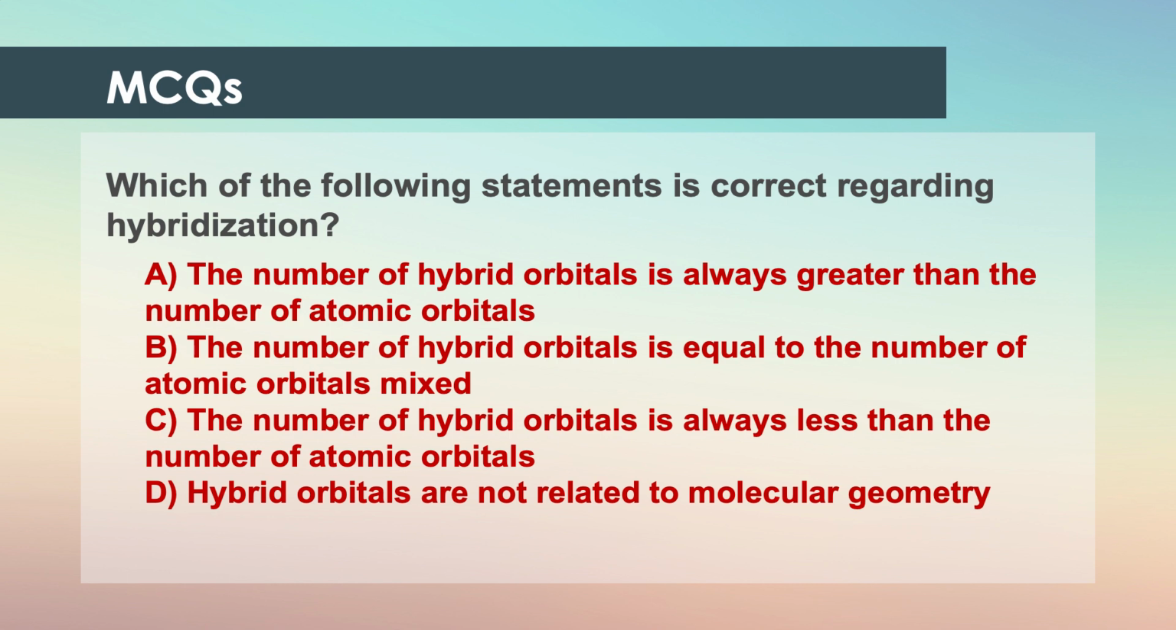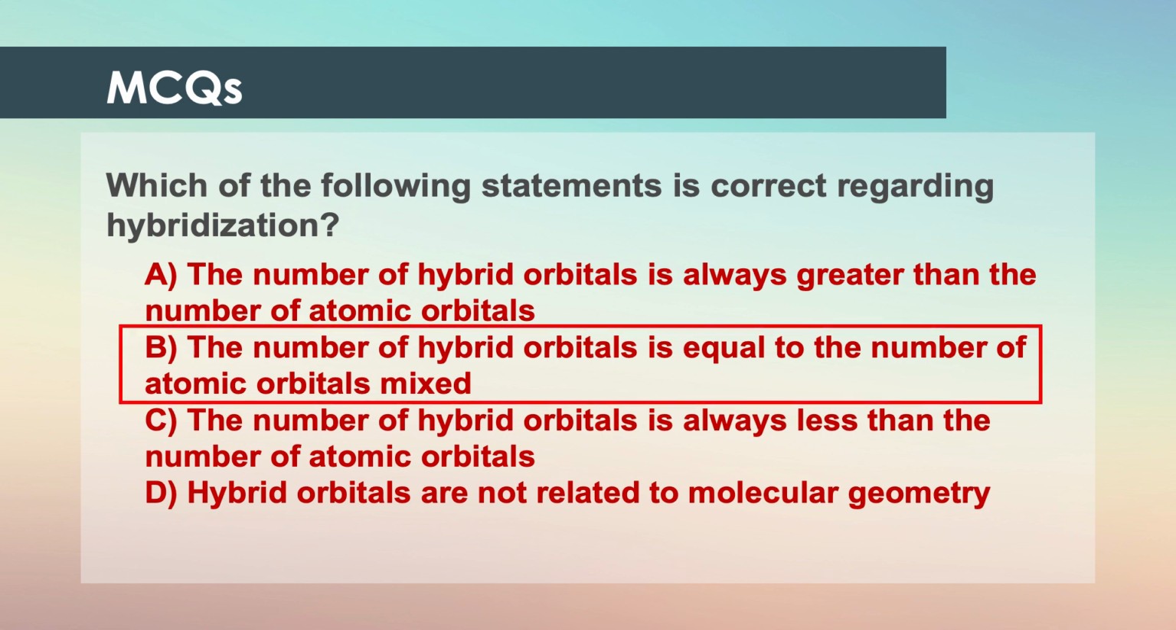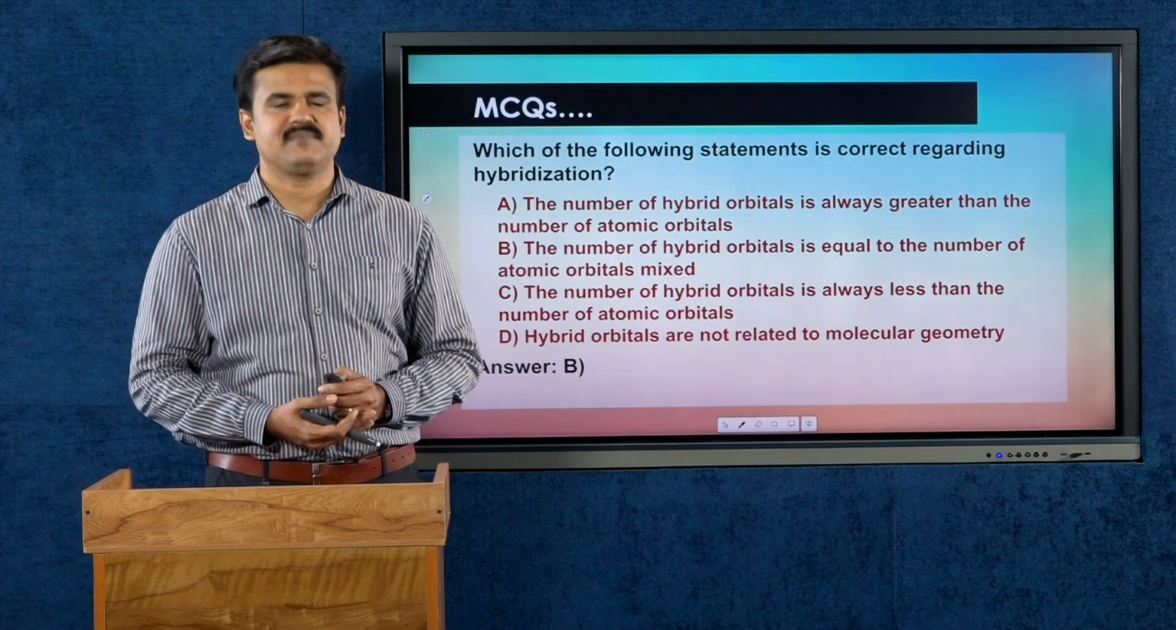On careful checking of these four options, you can arrive at the final answer as option B, that is the number of hybrid orbitals is equal to the number of atomic orbitals mixed. That is the very basic principle of hybridization.